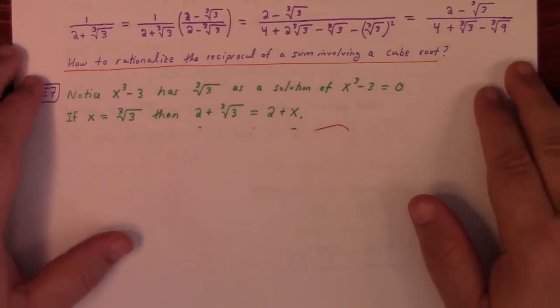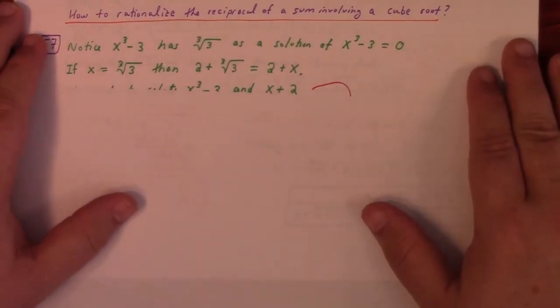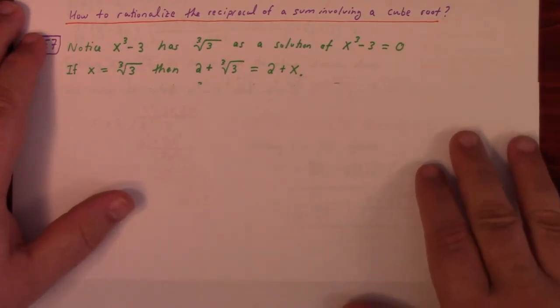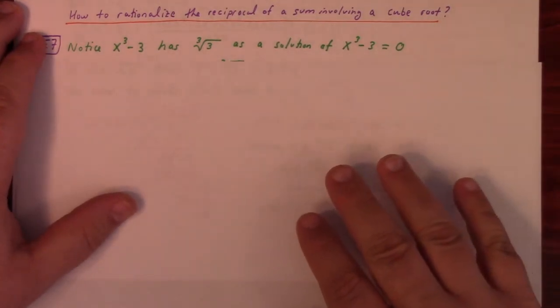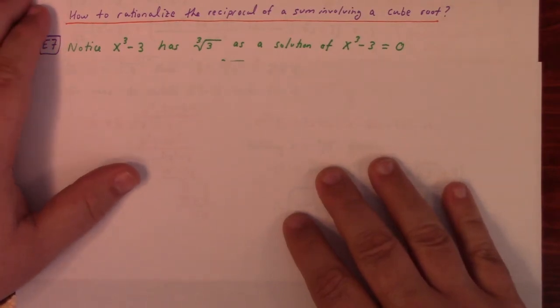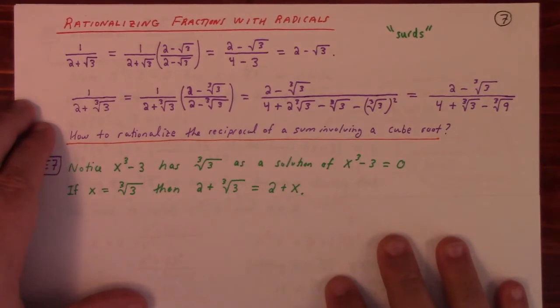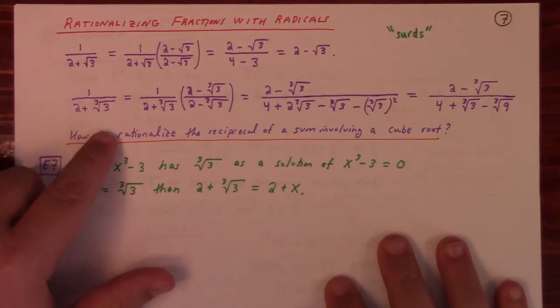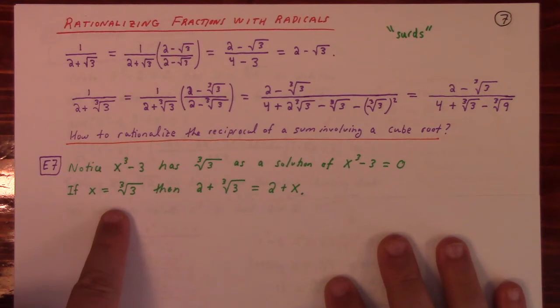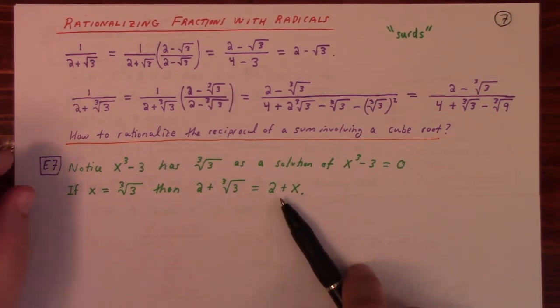Here, I'll show you. So here's the strategy. If we want to deal with the cube root of 3, we notice that x cubed minus 3 has the cube root of 3 as a solution, right? So if we put x equal to the cube root of 3, in this problem we just phrased up here, we're trying to find the reciprocal of 2 plus the cube root of 3. So if x is equal to the cube root of 3, we're looking at 2 plus x. That's what we're trying to gain understanding of.